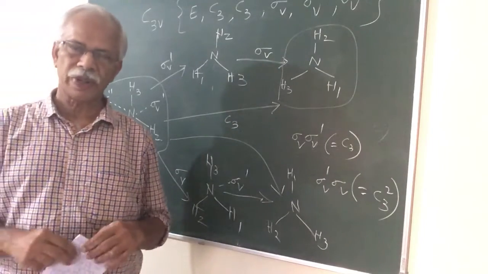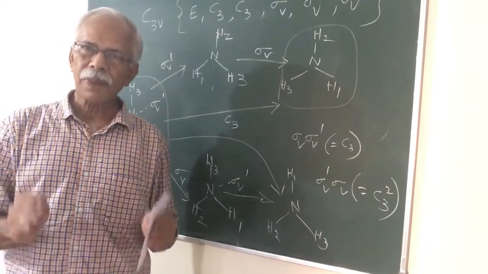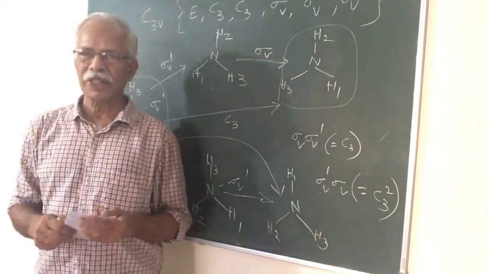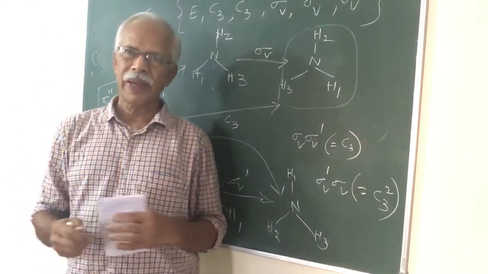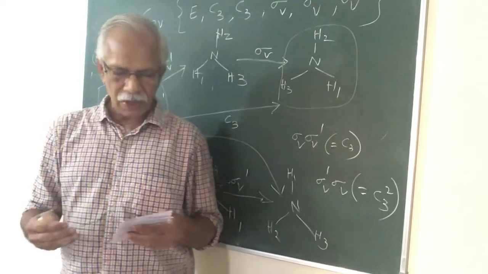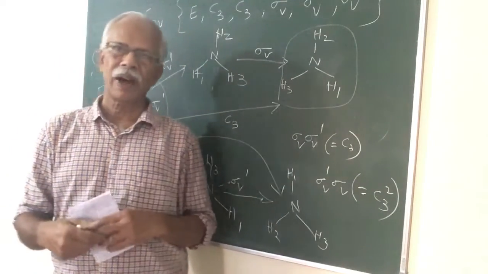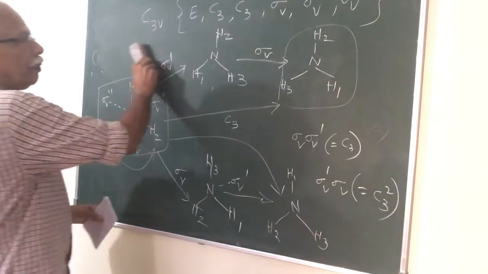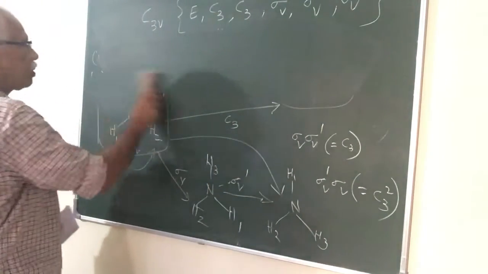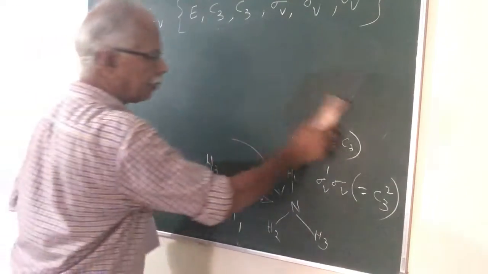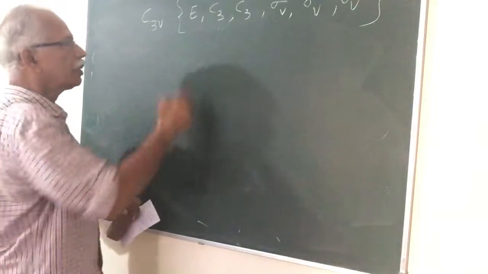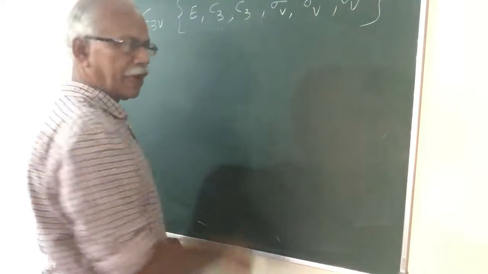Then subgroups. Subgroups are groups of smaller dimension, smaller order, that can be chosen or identified out of the main group. Again, we take the C3V group as an example to illustrate subgroups. This group has 6 operations.